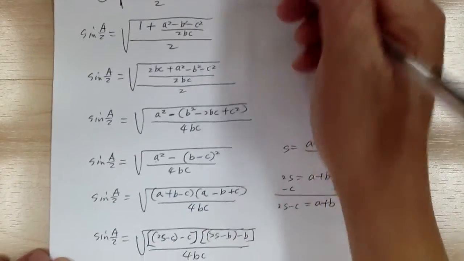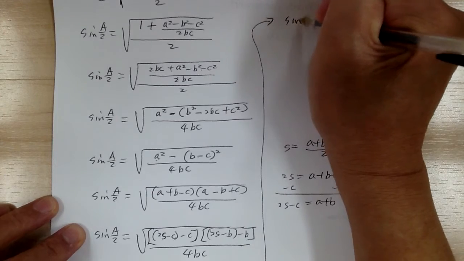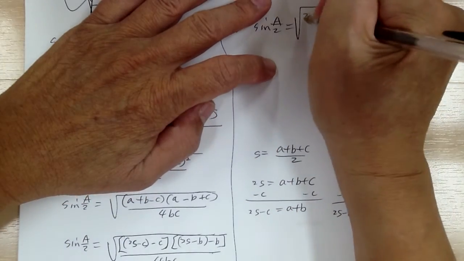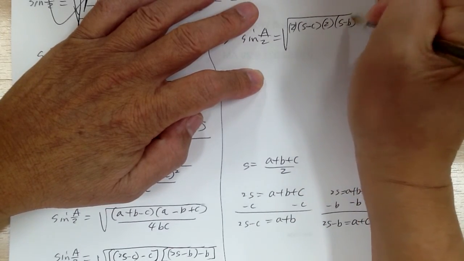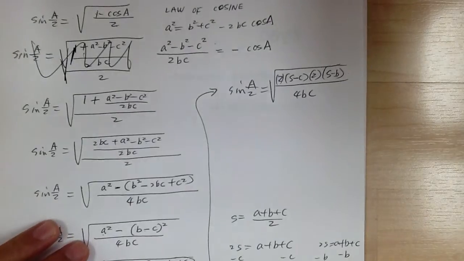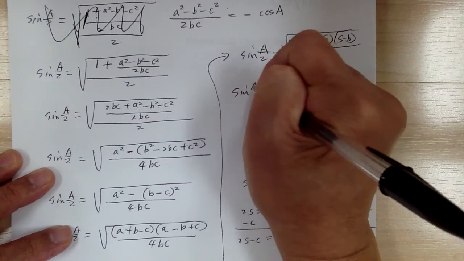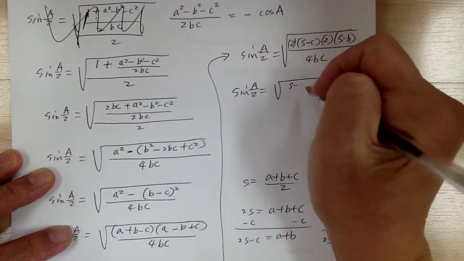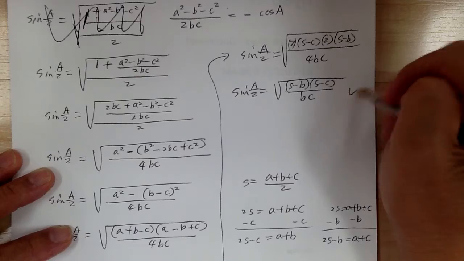So let's move up here. You can factor out the 2, so sine of A over 2: factor out the 2, you get s minus c, and factor out the 2, you get s minus b, over 4bc. Then 2 and 2 cancel with the 4. So sine of A over 2 equals the square root of, I'm going to switch this over, s minus b, s minus c over bc. Okay, and that's it. Check.